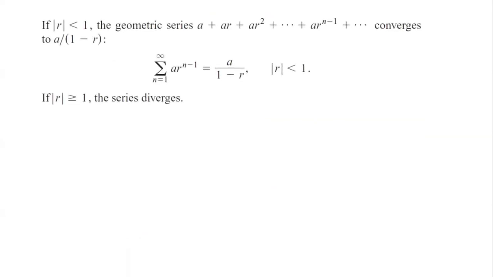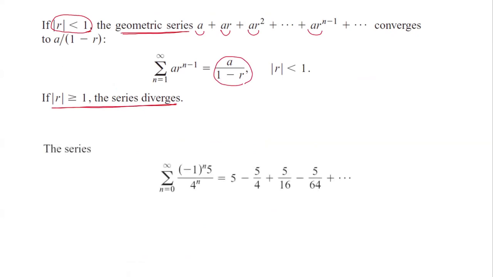One famous series that you learned is the geometric series. If the absolute value of r is less than 1, then the geometric series a plus ar plus ar squared plus ar to the n minus 1 converges to a divided by 1 minus r. Otherwise, the series diverges.